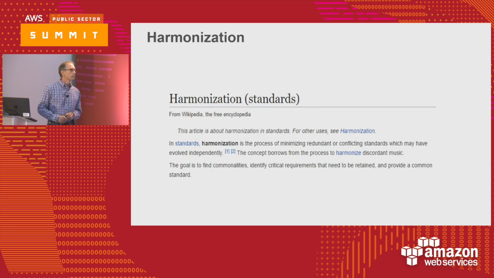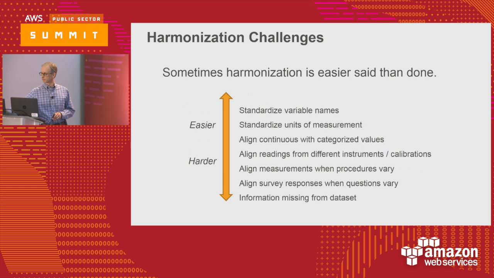So you need to make your datasets play nice together, minimize the conflicting standards. You need to harmonize them. You focus on the information that the datasets have in common that you care about, and you convert this information to a common standard if possible. Harmonization can be a lot easier said than done.